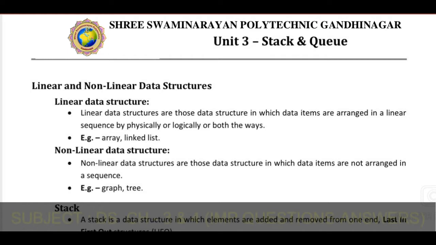Today we are going to discuss the revision of chapter number 3, stack and queue, and chapter number 4, linked list. Dear students, we have already seen all the important topics of chapters 3 and 4 in a video lecture series, but now revise the most important questions and answers of chapter 3, stack and queue, and chapter 4, linked list. Here are the most important questions with their solutions.